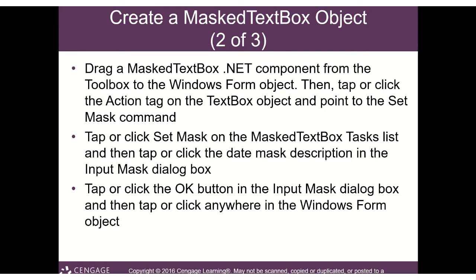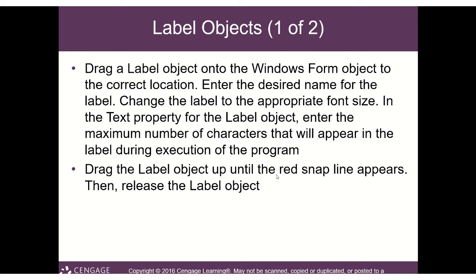So let's do the label objects. That's the simplest one. We have already done it. So we need to drag a label object onto the Windows form object to the correct location, enter the desired name for the label, and change the label to the appropriate font size. In the text property of the label object, enter the maximum number of characters that will appear in the label during the execution of the program.